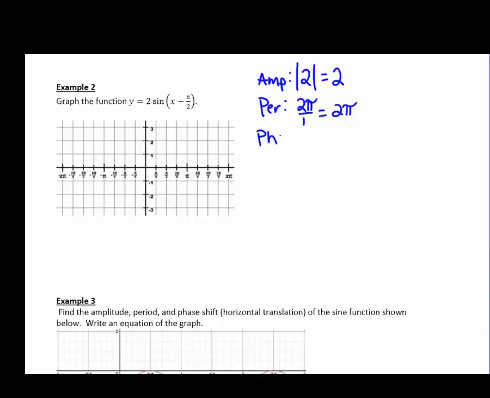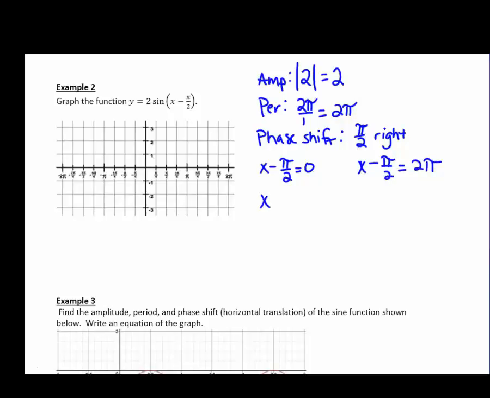We have a phase shift, which is also the same thing as a horizontal shift. And that is pi over 2 to the right, because remember, when we have minus pi over 2, it's shifting to the right. If it was plus pi over 2, we'd be shifting to the left. And then we can find our beginning and end by taking our bx minus c, which is x minus pi over 2, set that equal to 0, and then also set it equal to 2 pi.